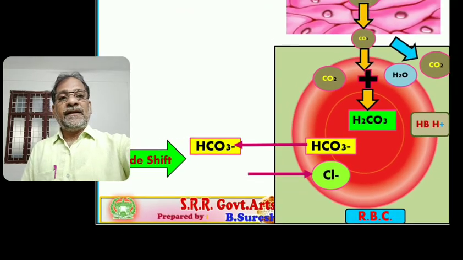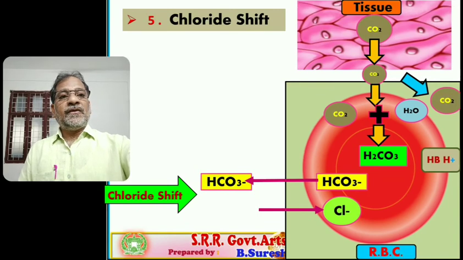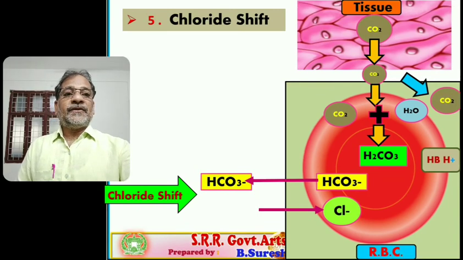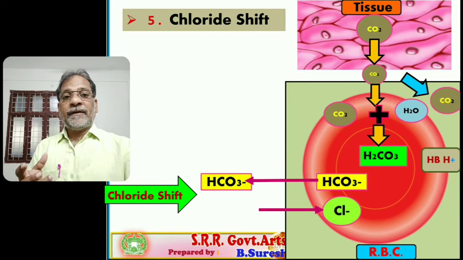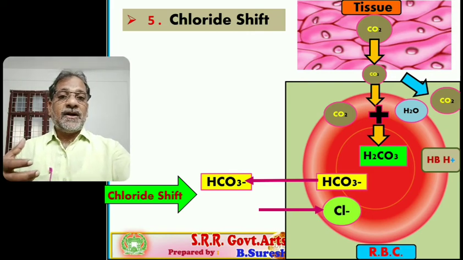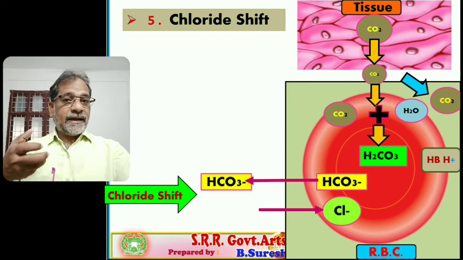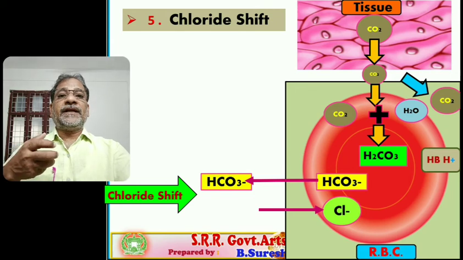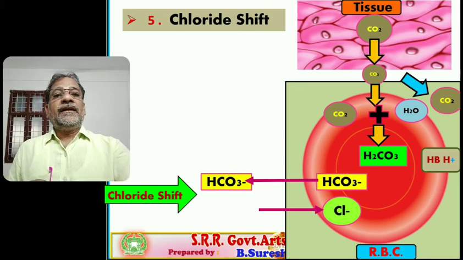So this phenomenon is called chloride shift. Followed, students? So chloride shift for what purpose? It is to maintain electrical balance. That is important. Followed, right?